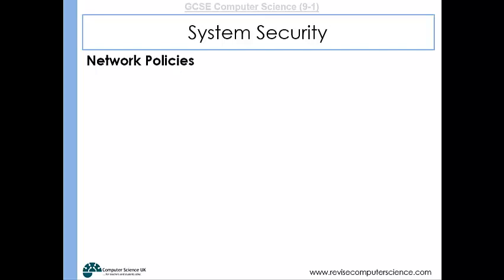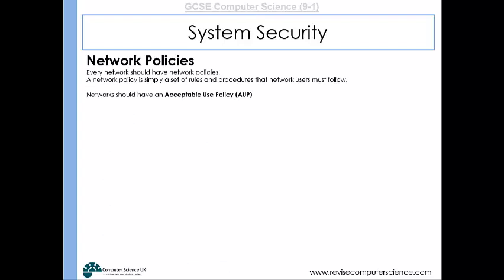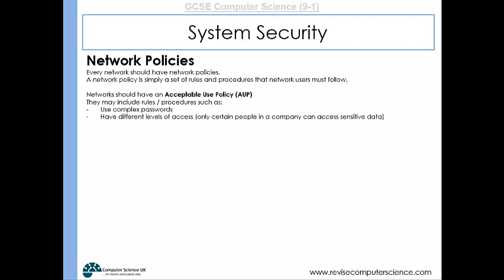Network policies, we've seen, if written badly, can be a real problem for system security, but if written well and if followed, then network policies can play a really important part in keeping a system secure. So every network should have policies. One policy that it should have is an acceptable use policy, which may include procedures such as making sure you've got a complex password, having different levels of access, locking computers if people leave their desk, not allowing users to install software or download files from the World Wide Web, and not allowing the use of USB memory sticks.